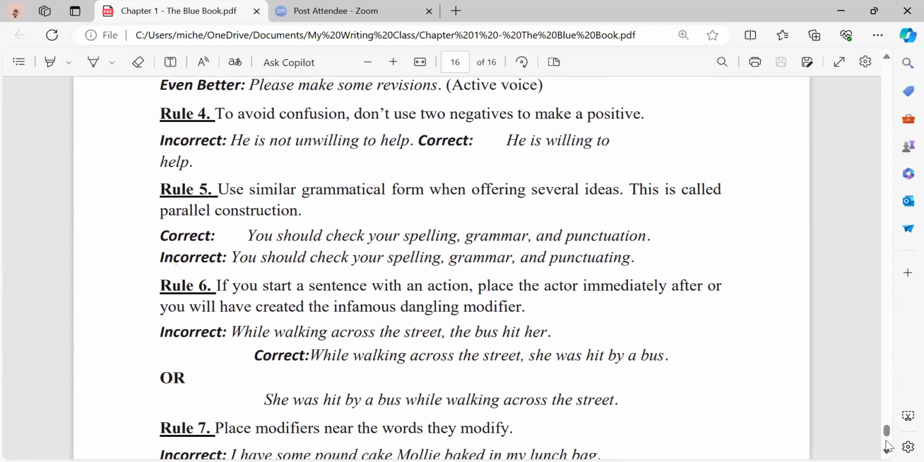And we have rule number 5. So we're going really fast. Use similar grammatical form when referring to several ideas. This is called parallel construction. So here are two, an incorrect and a correct one.